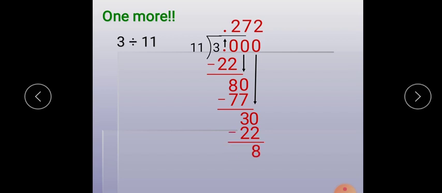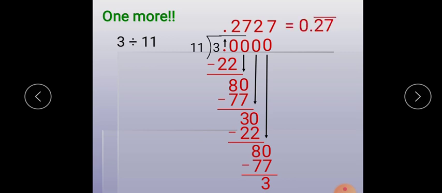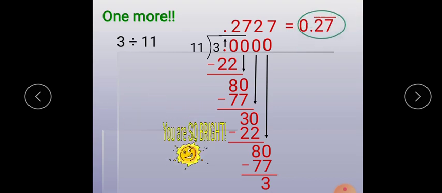Again you can see the pattern starts repeating. Again we append one 0. Now again we write 11 times 7 is 77, and the remainder is 3. So this pattern will go on continuing. We get the answer 0.2727, so we can write it as 0.27 bar.